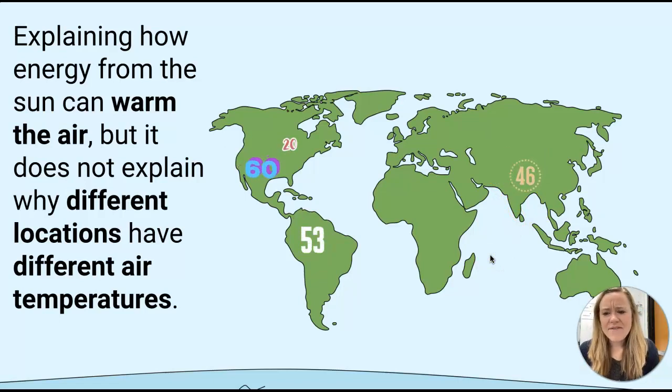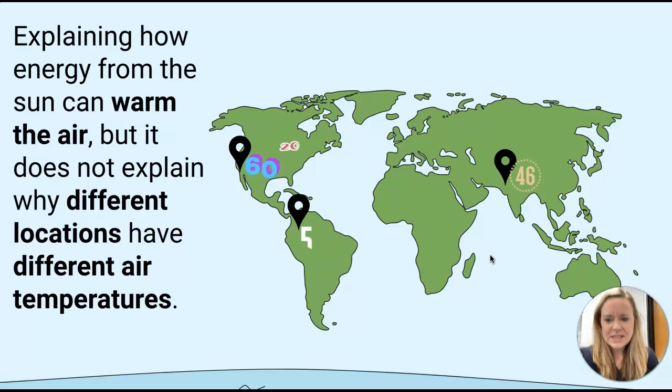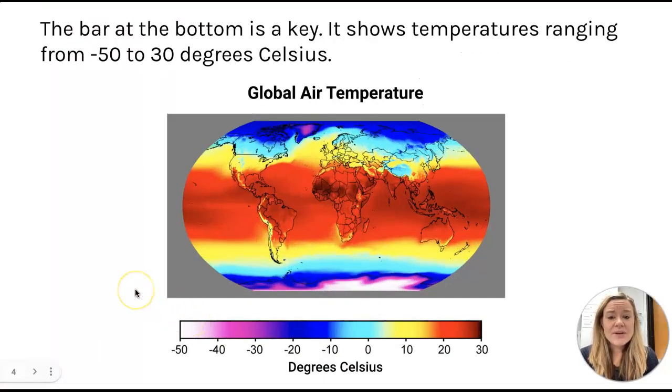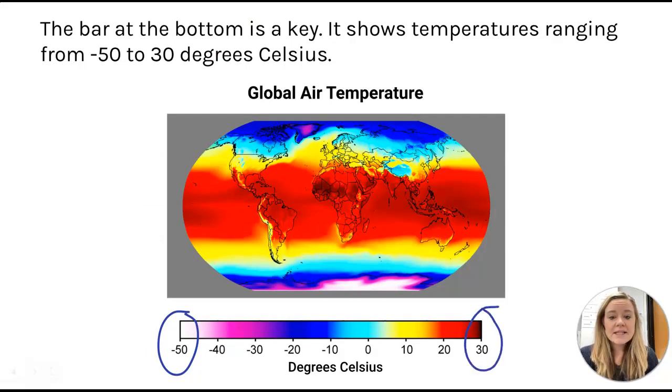So why is it, if the sun warms up all of this land, sending energy to the surface, that it's a different temperature in each of these places? We are going to use a map that looks like this, called the Global Air Temperature Map, to help us better understand. When we start looking at a map like this, we need to think about how we can read this map. So we have a temperature down here at the bottom. It says negative 50 degrees, and up here it says 30 degrees Celsius, and that's going to help us understand how to read this map.